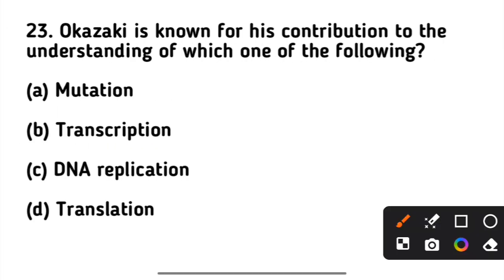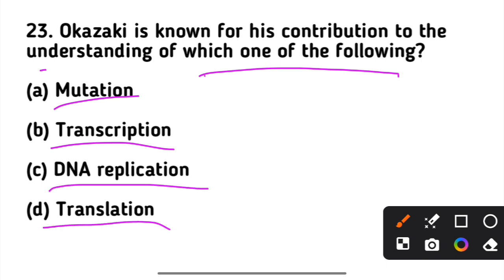Next, Okazaki is known for his contribution to the understanding of which one of the following? Mutation, transcription, DNA replication, translation. Option C is correct. DNA replication.